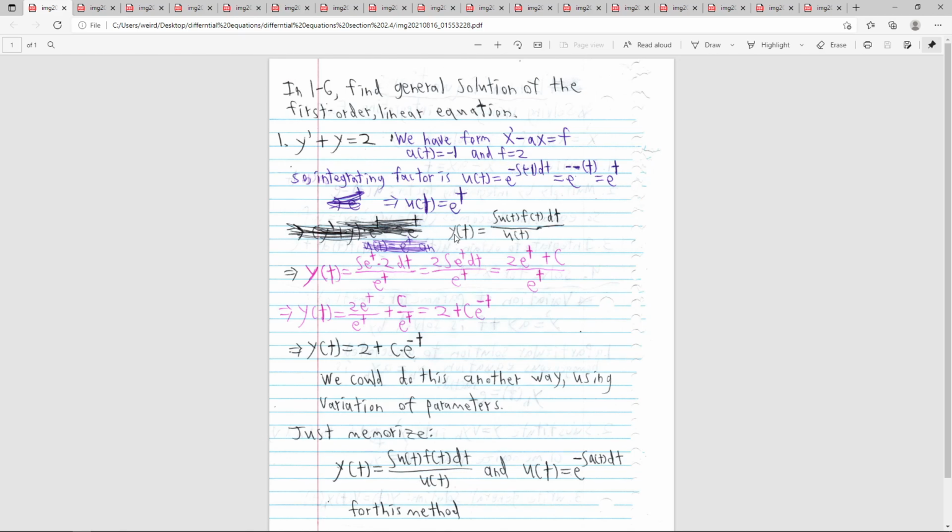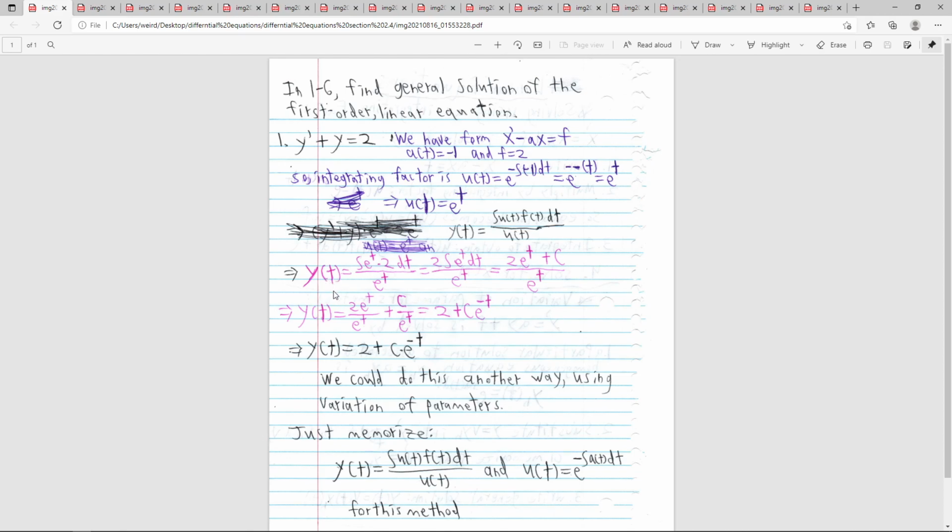What's important here is y(t), because it's y prime and y we want to know what y(t) is. It's equal to the integral of mu(t) times f(t) dt, the product of mu(t) and f(t), divided by mu(t). So this is basically how you do it. You do this over and over again for a lot of these.